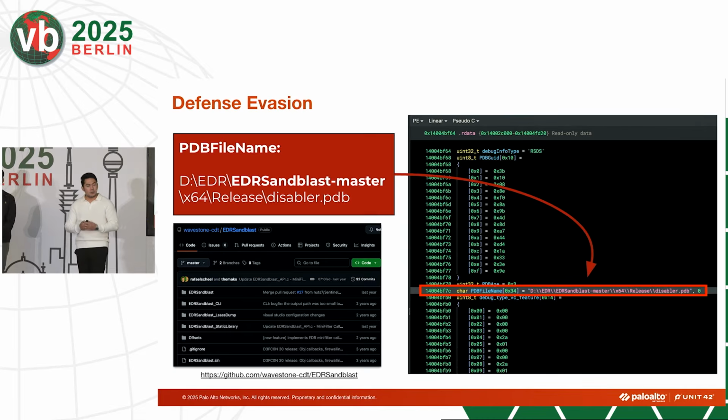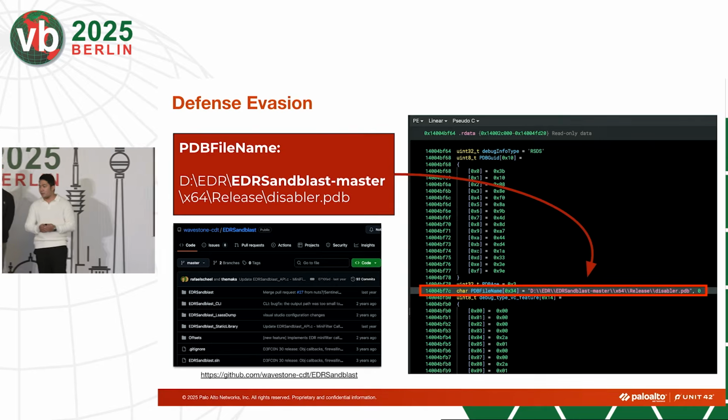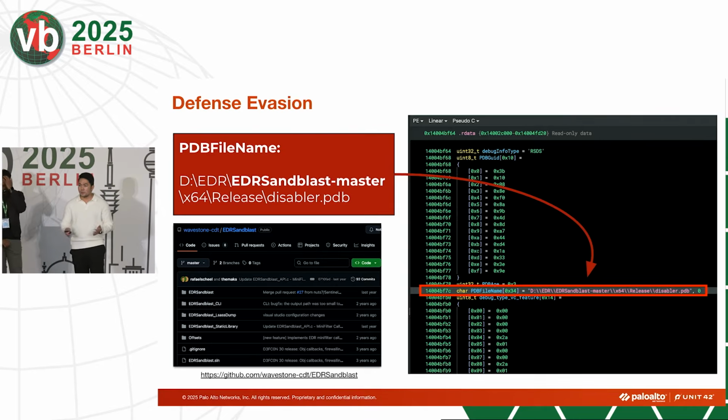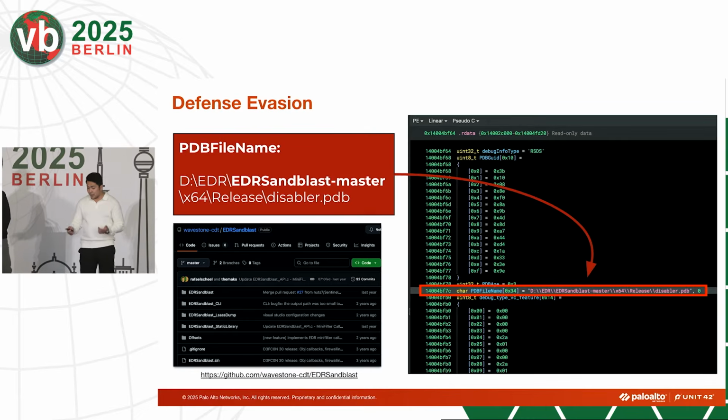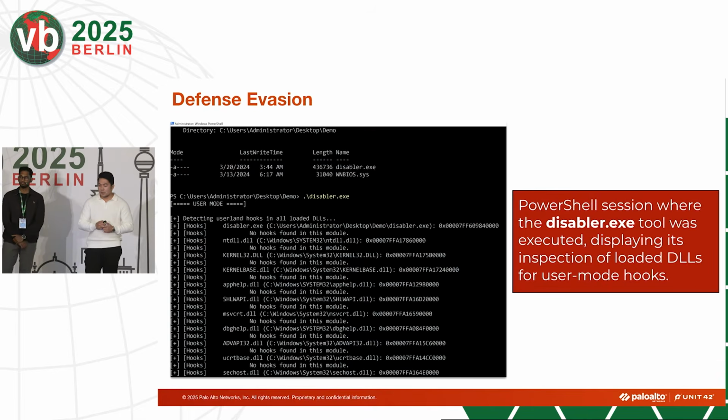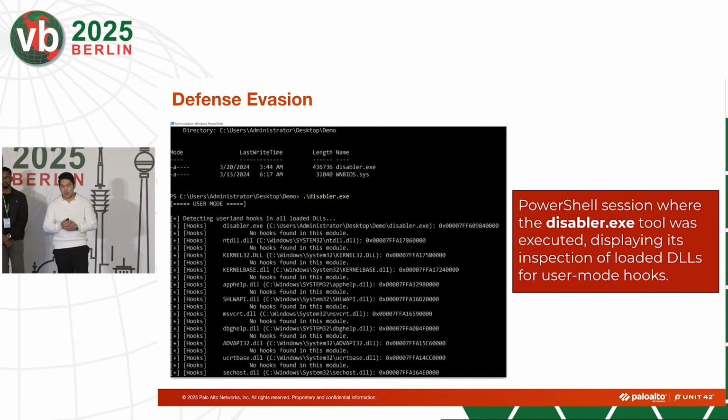Now let's look into disabler.exe, which originally comes from a project called EDRSandblast, which is heavily leveraged now by multiple ransomware groups or threat actor groups to perform EDR bypasses. You can see on the PDB file that it was really from this GitHub project, but they customized the tool. This also shows how we performed the execution of disabler.exe.